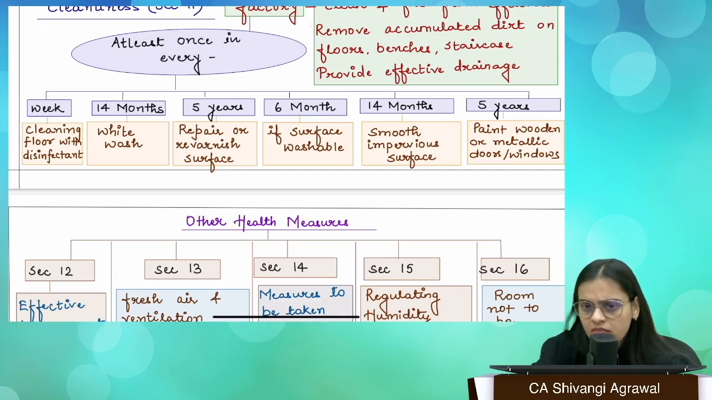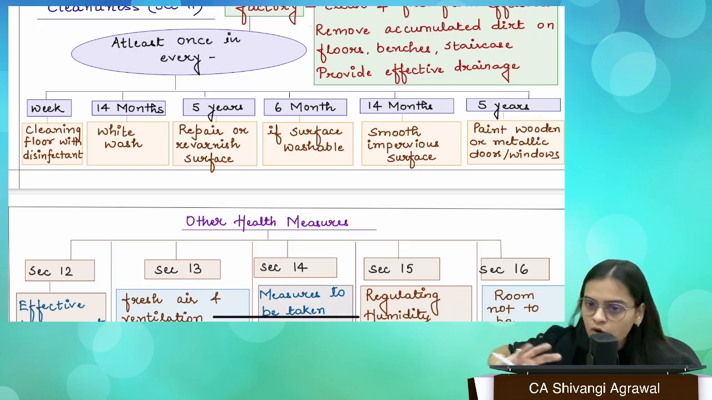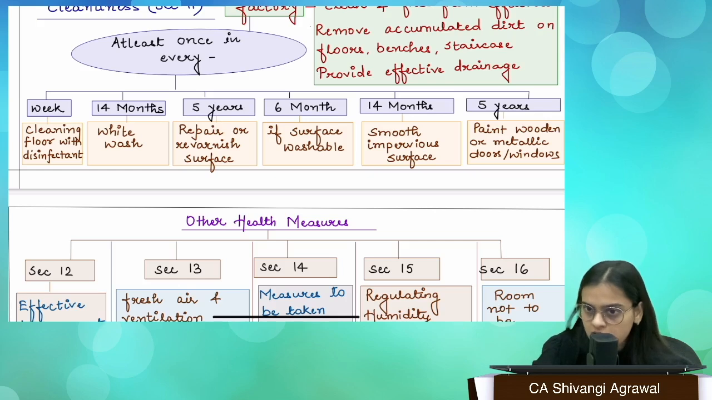Next, there has to be drainage. That is something that you all know. Now, the interiors, the walls, the roofs, there has to be whitewash at least once in a period of 14 months. Okay. Then, if the surface has been painted or varnished, then it has to be repaired or re-varnished once in every 5 years. If it cannot be washed, then once in every 5 years you will repaint it, right? If it is washable, then once in every 6 months you will wash it. Wherever whitewash can be done, then of course, whitewash has to be done within a span of 14 months.